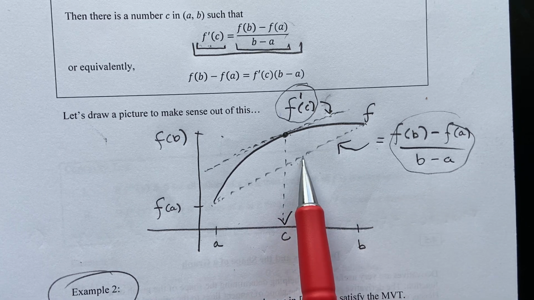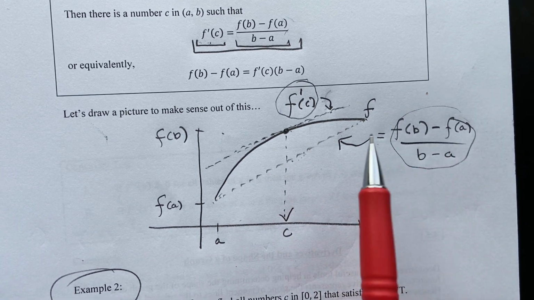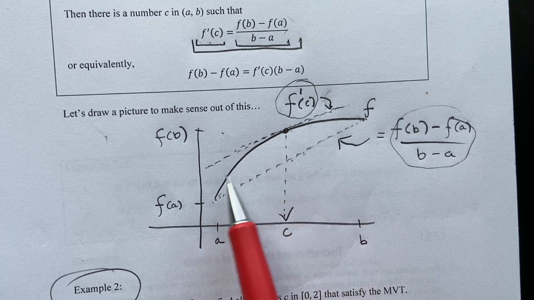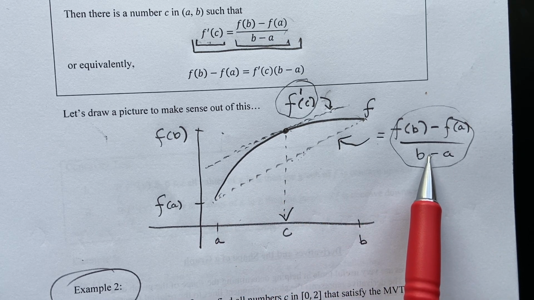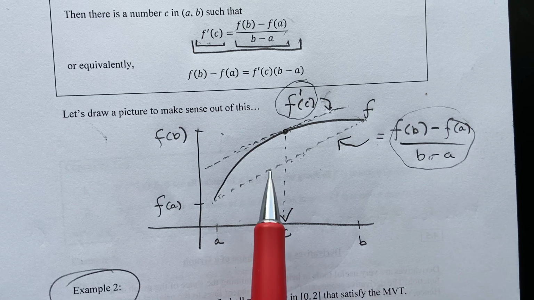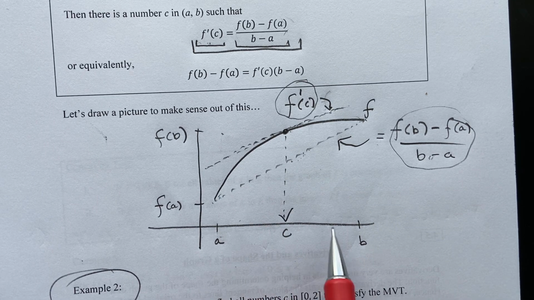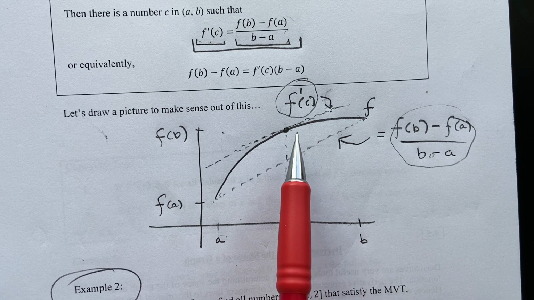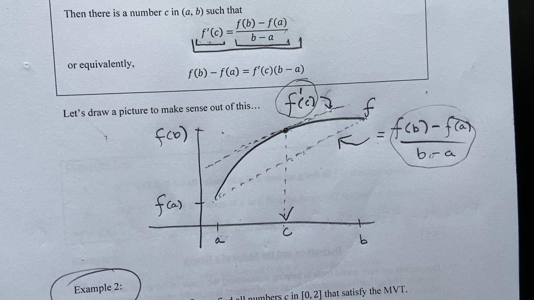So if your average is some number, right, some average of a function is some number, this is the average, then there must be some number in between that interval such that the average is exactly equal to the instantaneous. So if I'm driving from here to LA and my average speed was 45 miles per hour, there must have been at least one moment in time when I was going exactly 45 miles per hour. That's what this theorem is saying.